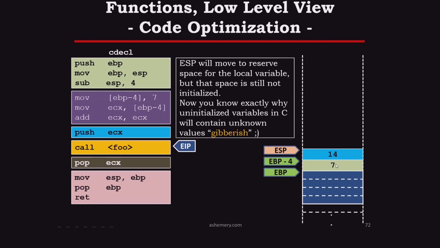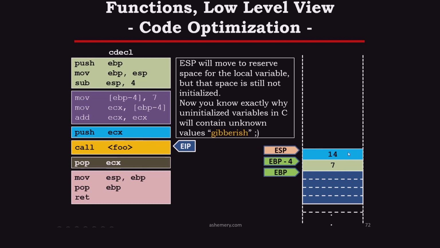So we copied that value over here. Then what EBP minus 4 is pointing to, copy it into ECX. So we copied 7 into ECX. Then add ECX to ECX. So we doubled the value. ECX now became 14. Push ECX on the stack, so that we pushed ECX on the stack. And then we called the function foo to do something.